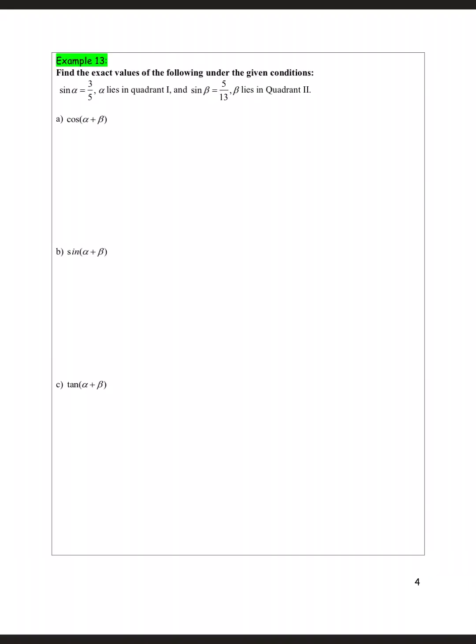Find the exact value for the following under the given condition. We have sine of alpha is 3/5 and alpha lies in quadrant 1. So I'm going to sketch alpha. Alpha is in quadrant 1.